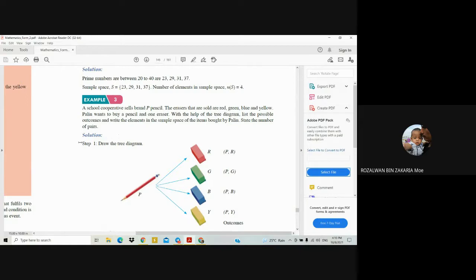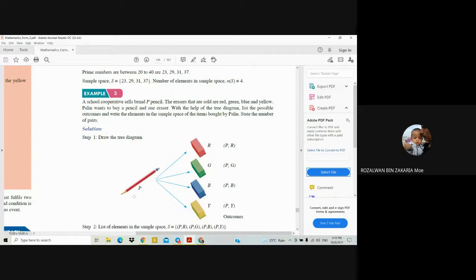So for the solution to this one, firstly you have to draw the tree diagram. So how to draw this one? Okay, firstly, the cooperative sells brand P pencils. So for the pencil, we only have one brand, P. So okay, write like this: P.